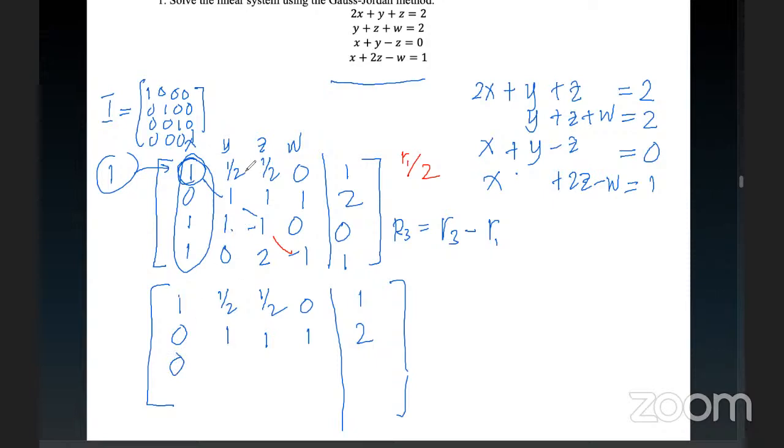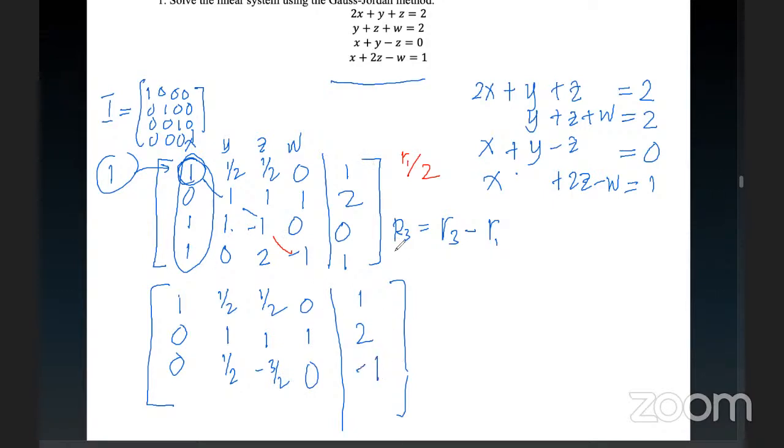And R3 minus R1. So 1 minus 1/2 is what? 1/2. Negative 1 minus 1/2 is negative 3/2. 0 minus 0 is 0. 0 minus 1 is negative 1.